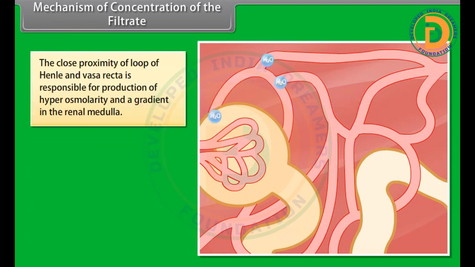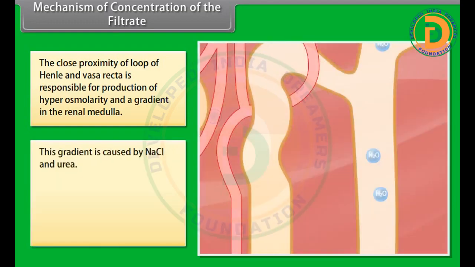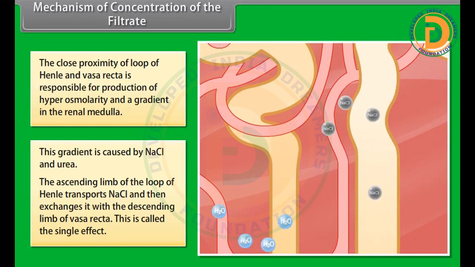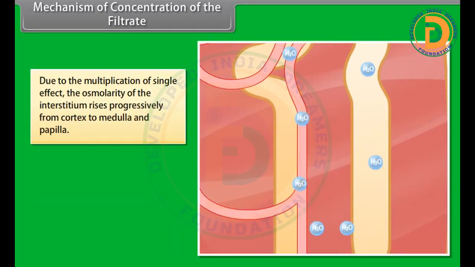The close proximity of loop of Henle and vasa recta is responsible for the production of hyperosmolarity and a gradient in the renal medulla. This gradient is caused by NaCl and urea. The ascending limb of the loop of Henle transports NaCl and then exchanges it with the descending limb of the vasa recta. This is called the single effect. Due to multiplication of the single effect, the osmolarity of the interstitium rises progressively from cortex to medulla and papilla.